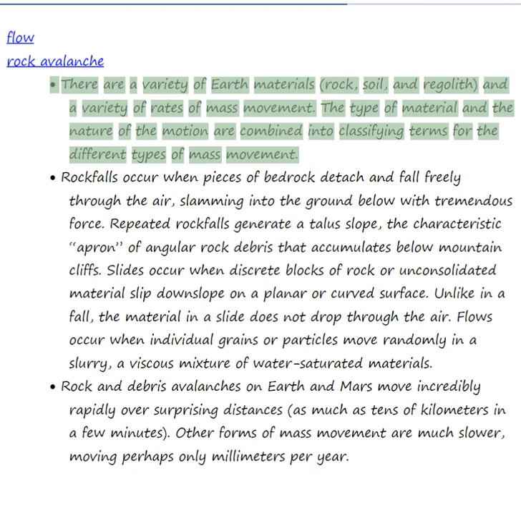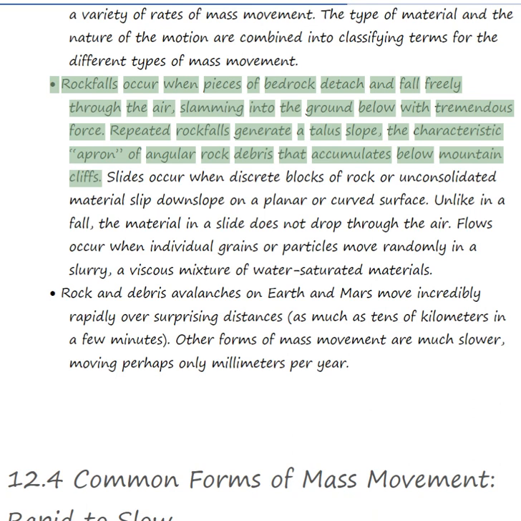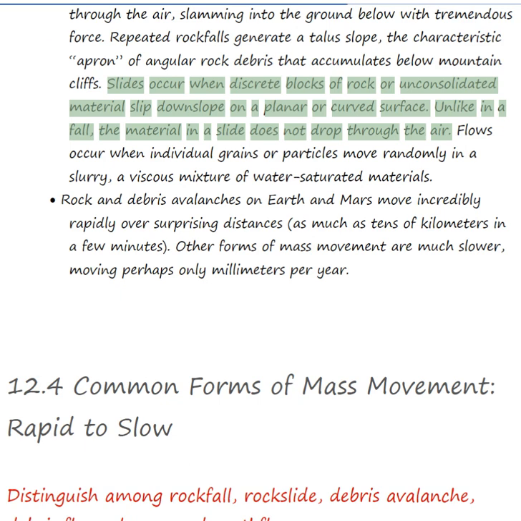The type of material and the nature of the motion are combined into classifying terms for the different types of mass movement. Rockfalls occur when pieces of bedrock detach and fall freely through the air, slamming into the ground below with tremendous force. Repeated rockfalls generate a talus slope, the characteristic apron of angular rock debris that accumulates below mountain cliffs. Slides occur when discrete blocks of rock or unconsolidated material slip downslope on a planar or curved surface. Unlike in a fall, the material in a slide does not drop through the air.